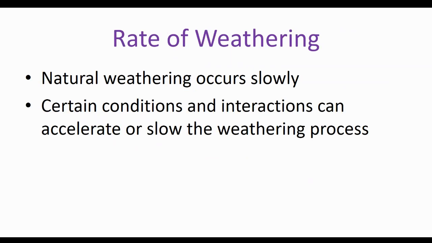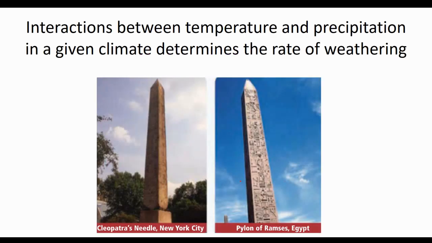Okay. The rate of weathering is going to be determined by certain conditions that can either accelerate or slow the weathering process. Okay. So, for example, interactions between temperature and precipitation in a given climate is going to determine the rate of weathering.